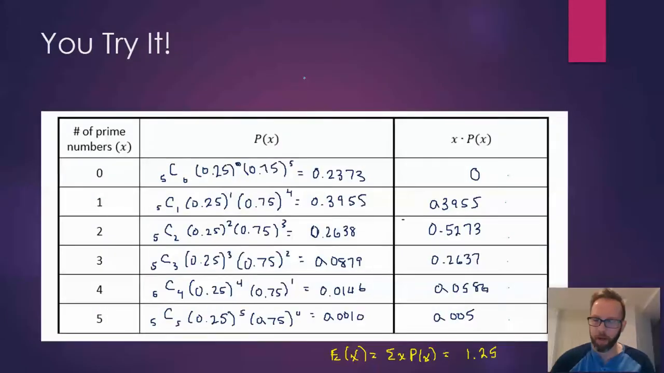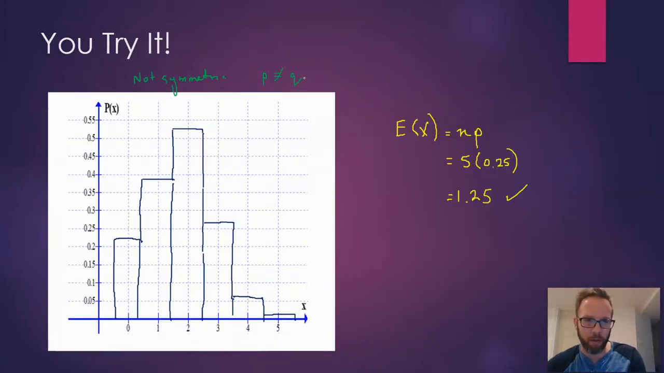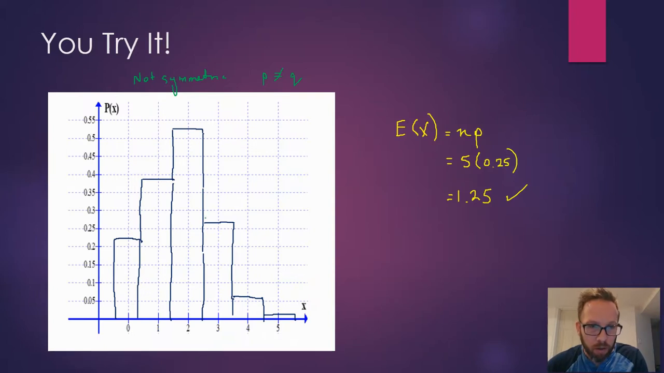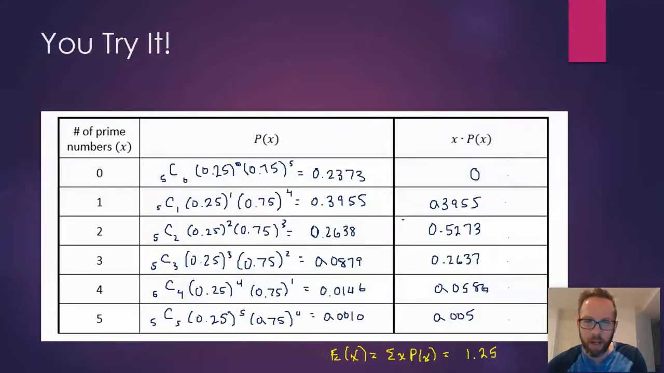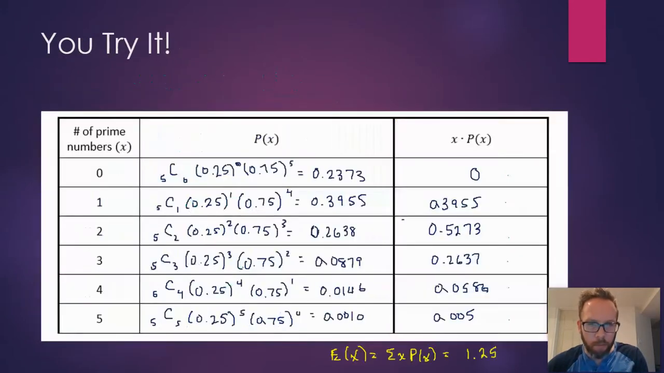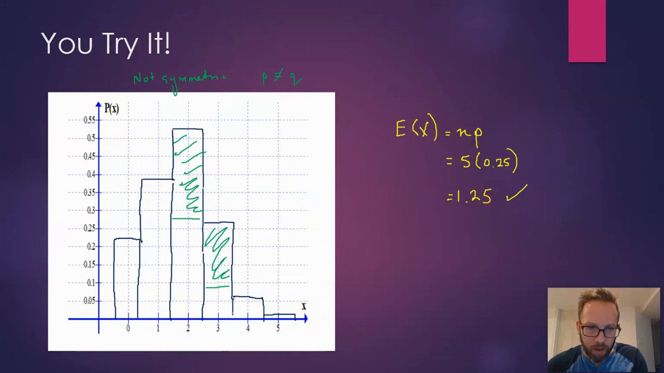We've got to fix this up right now. So 0.2373, that one was okay. 0.3955, that was okay. But this one, 0.2638, that's a good catch. That is way too high. It's 0.2638. 0.0879 is down here. 0.0146 is really low. And then the next one is super low. So start with that, guys.